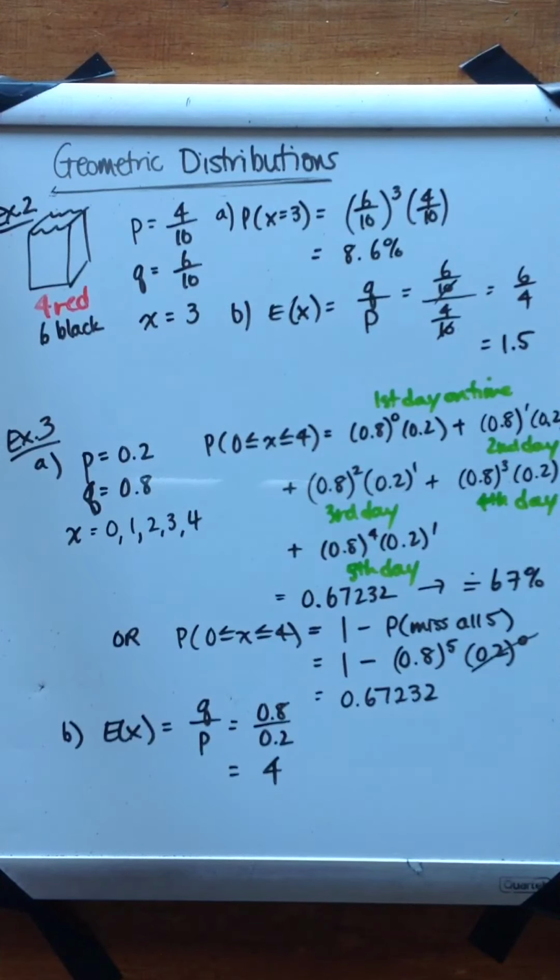And there you go, geometric distributions, similar to binomial, but emphasis on the wait period, and it creates a geometric series as a result.